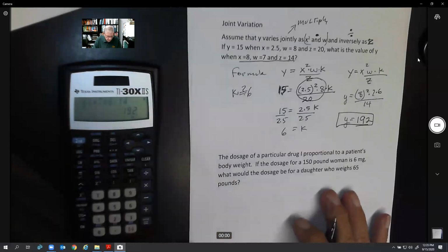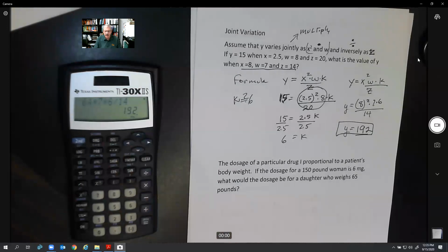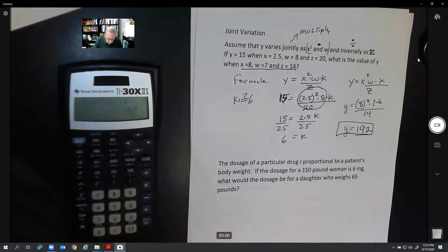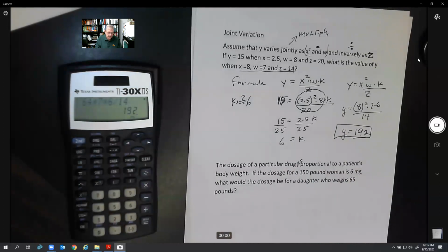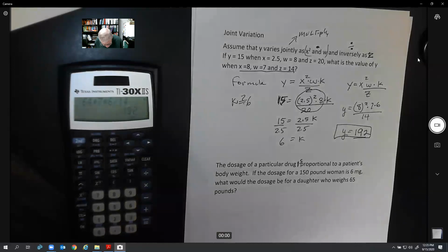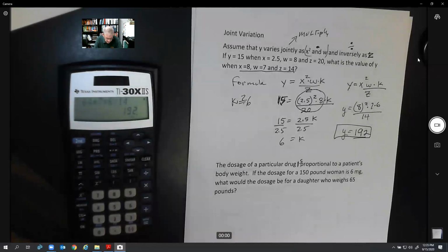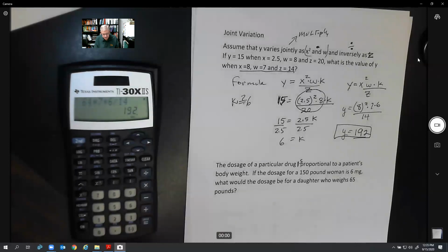Okay, one last problem. A dosage of a particular drug is said to be proportional to a patient's body weight. If the dosage for a 150-pound woman is 6 milligrams, what would the dosage be for a daughter who weighs 65 pounds? Now, what kind of proportion is this? Is this going to be direct, inverse, or is it going to be joint?